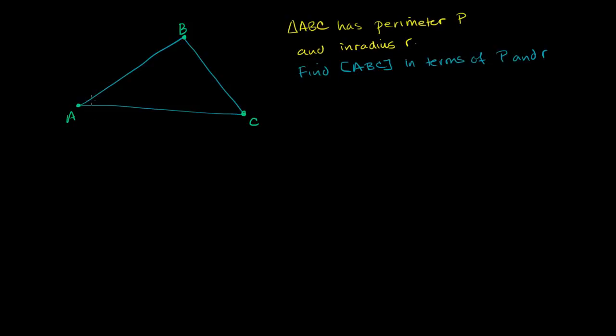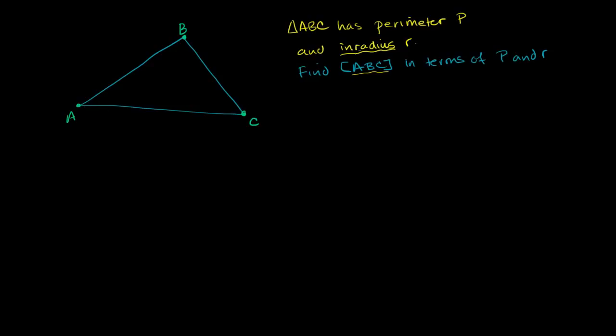We're told that triangle ABC has perimeter P and inradius R, and they want us to find the area of ABC in terms of P and R. So we know that the perimeter is just the sum of the sides of the triangle, or how long a fence would have to be if you wanted to go around the triangle.